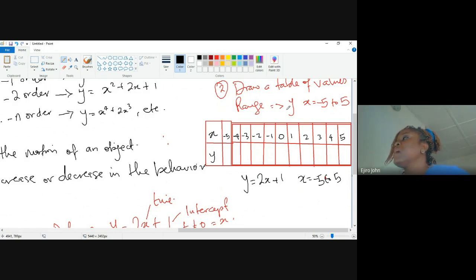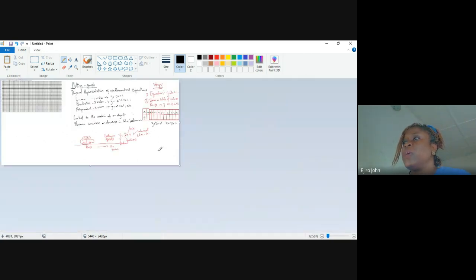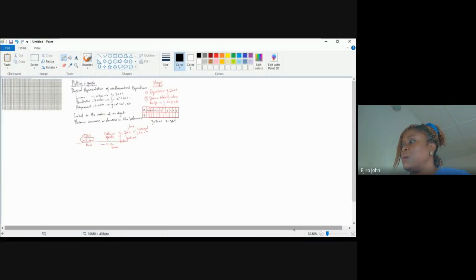So now, in this example I gave you, for y equal to 2x plus 1, find the values of y when x is all these values. Okay, so here we are. Let me extend this sheet so that we can have more space to do what we are doing.